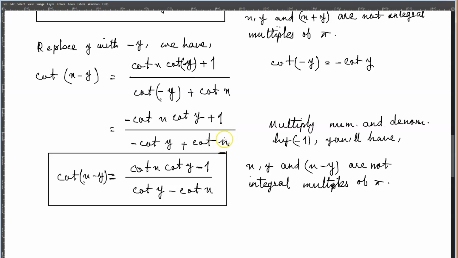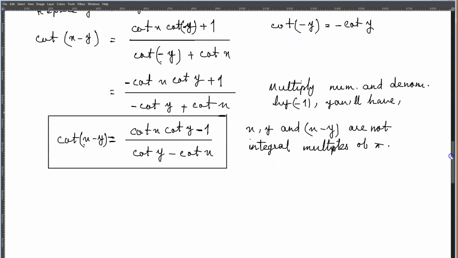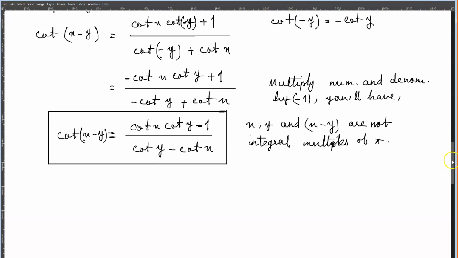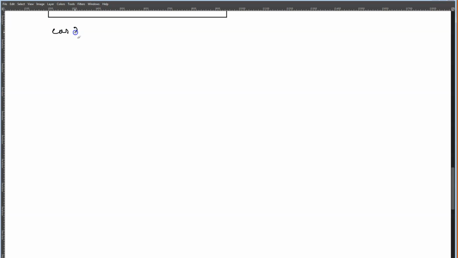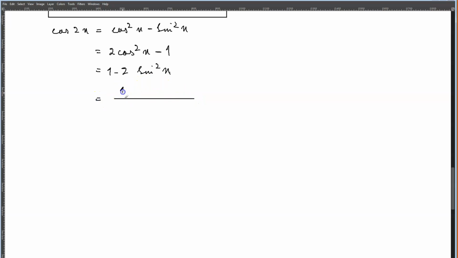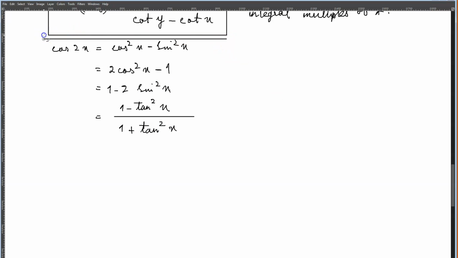Now, another formula that we can derive here is three different forms of cos of 2x. So cos of 2x is equal to cos squared x minus sine squared x. It's also equal to 2 cos squared x minus 1. It's also equal to 1 minus 2 times sine squared x. And it is also equal to 1 minus tan squared x over 1 plus tan squared x. These are not all the possible forms, but the forms that are extensively used in this text.